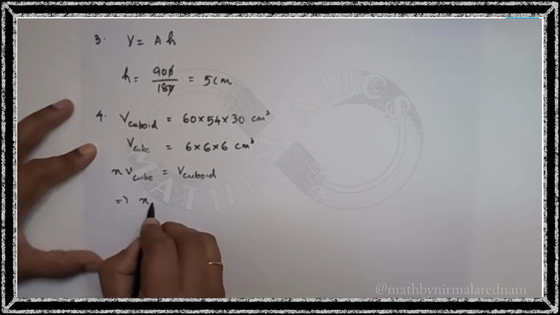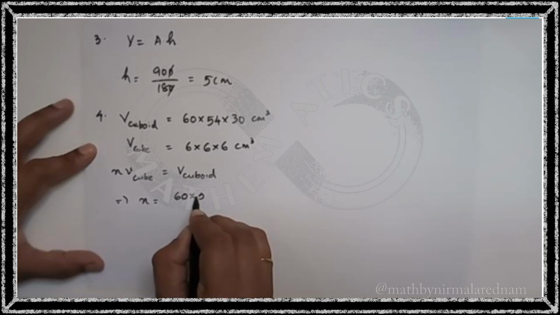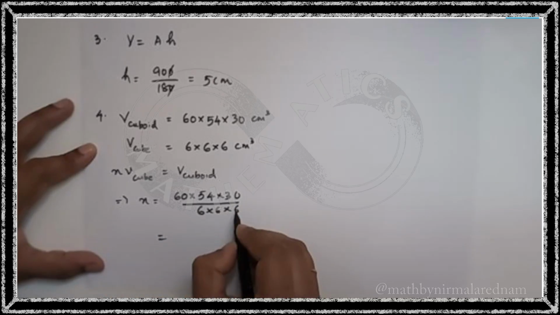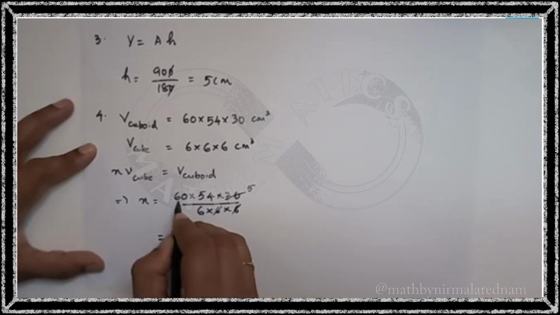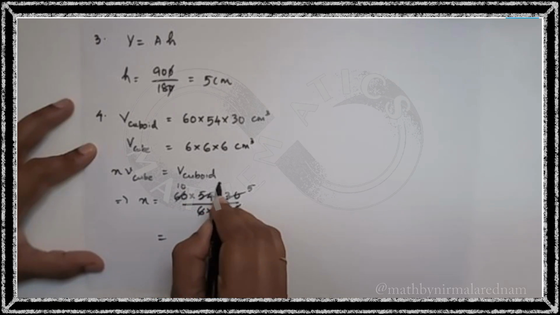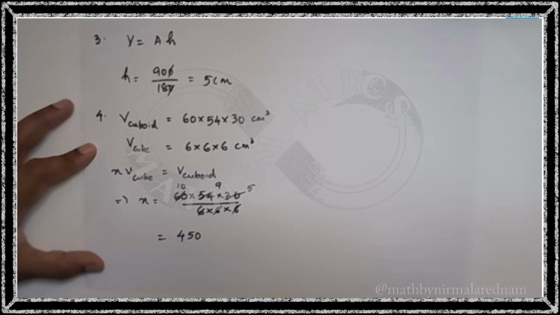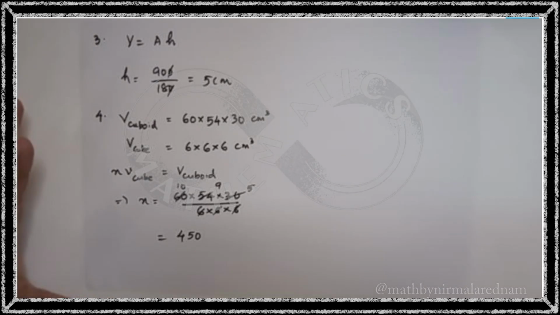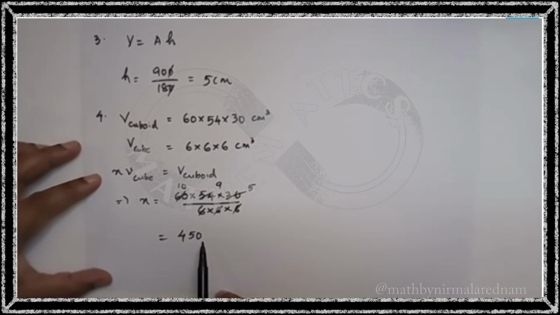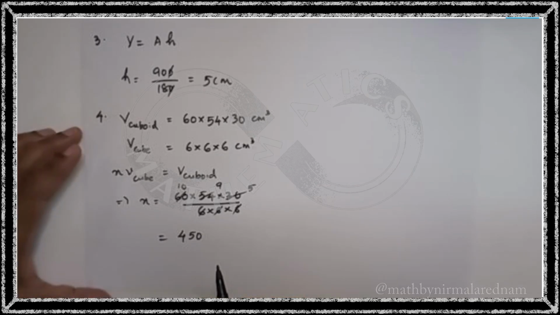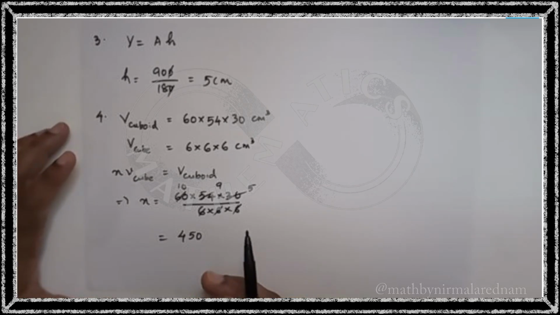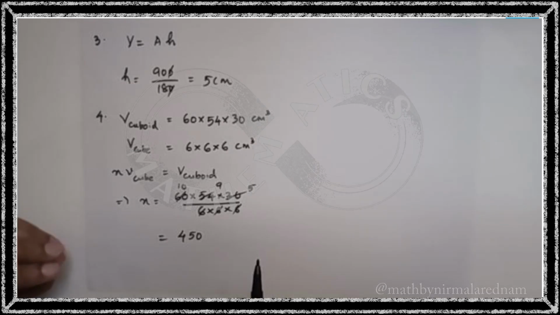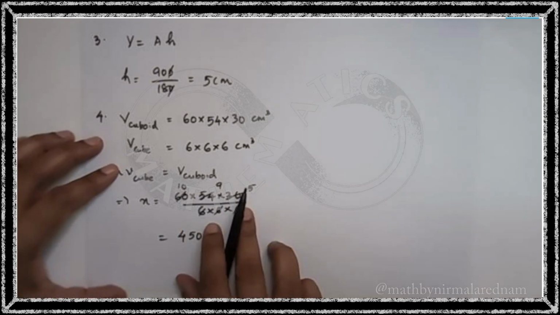Right. Now you can simplify this. 5s, 10s, 9s, right? So the answer is 450. Here the numbers given to you, they have very conveniently given the numbers so that if you were to really have this practical experiment, you will be able to actually fit in 450 cubes of dimension 6 centimeters in this larger cuboid.